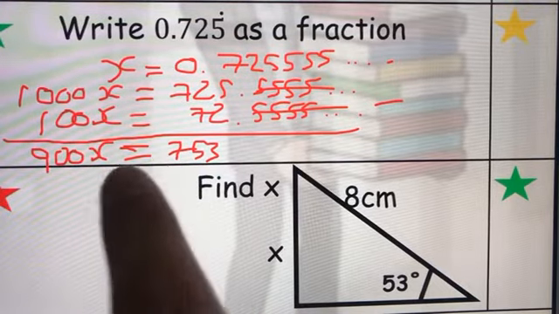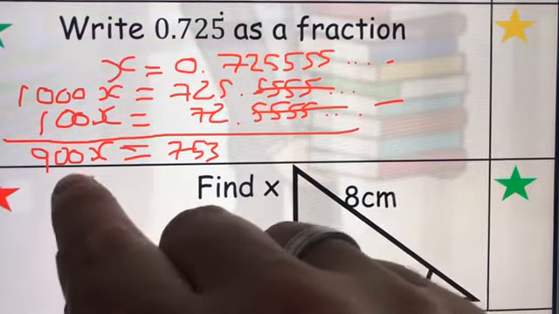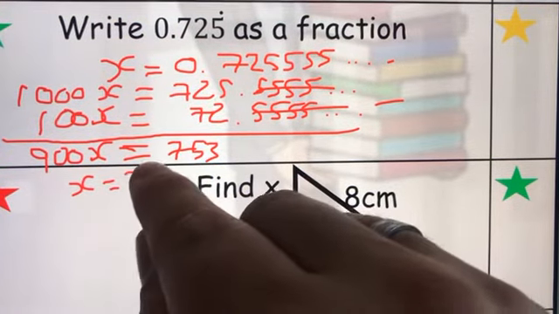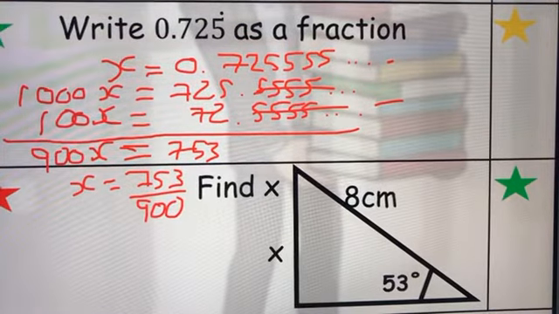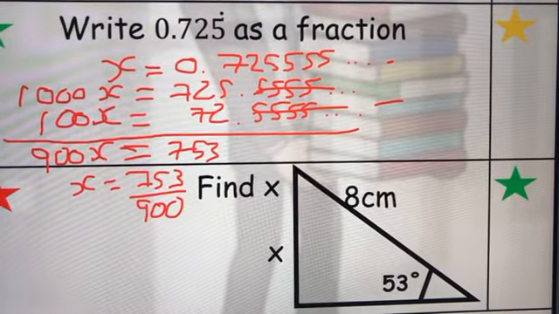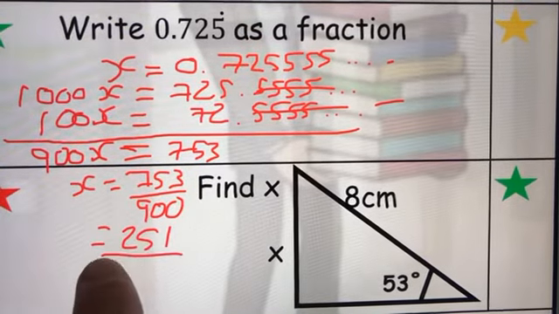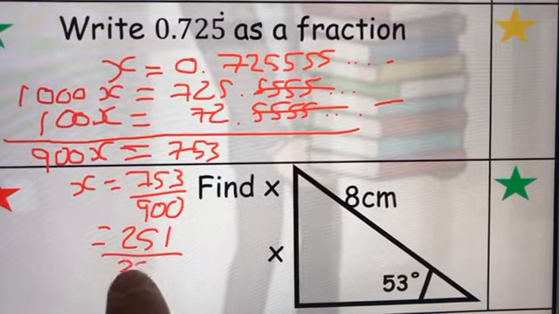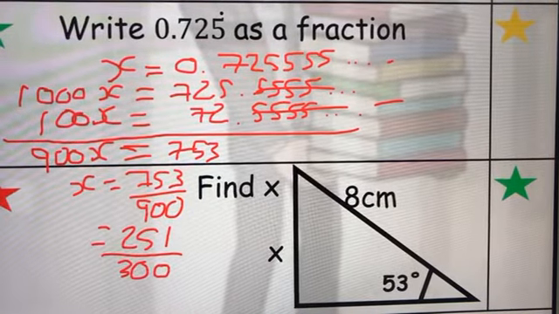Once you've done that, 900x equals 653. I can divide both sides by 900. I end up with x equals 653 all over 900. And I don't think that gets any simpler. I don't think. It might do, actually. I think you can divide top and bottom by 3 to get 251 over 300. But I don't think that gets any simpler. But again, simplify it if you can. But that's it for that topic.